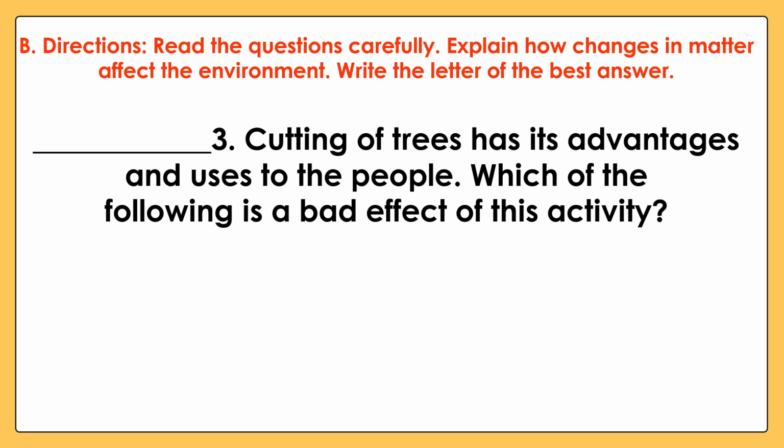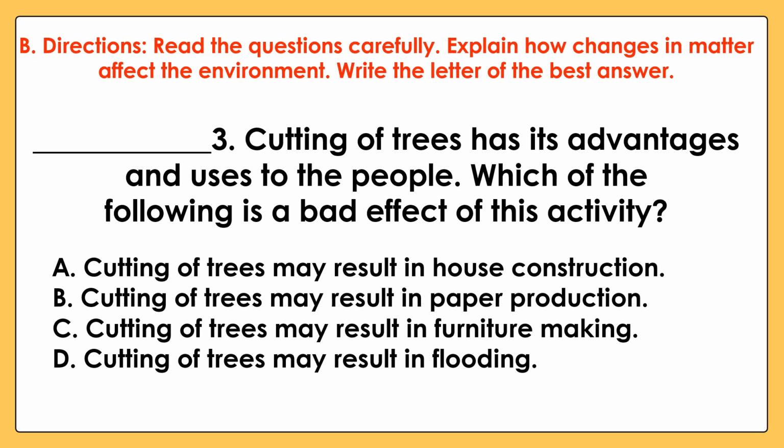Number 3. Cutting of trees has its advantages and uses to the people. Which of the following is a bad effect of this activity? A. Cutting of trees may result in house construction. B. Cutting of trees may result in paper production. C. Cutting of trees may result in furniture making. And D. Cutting of trees may result in flooding. The correct answer is letter D. Cutting of trees may result in flooding.